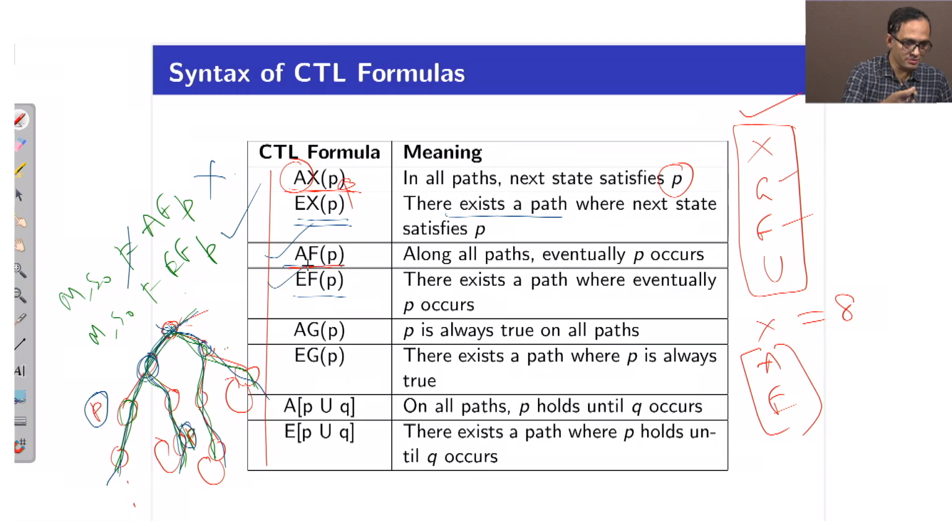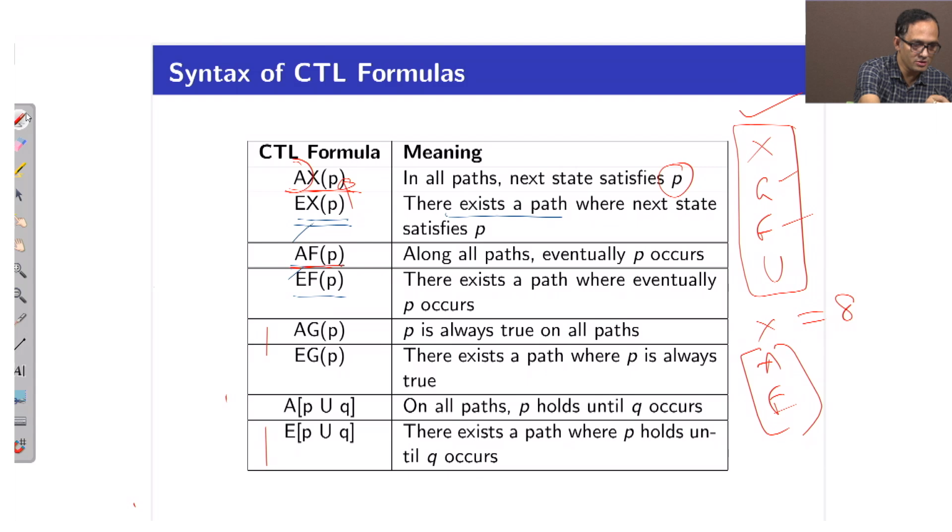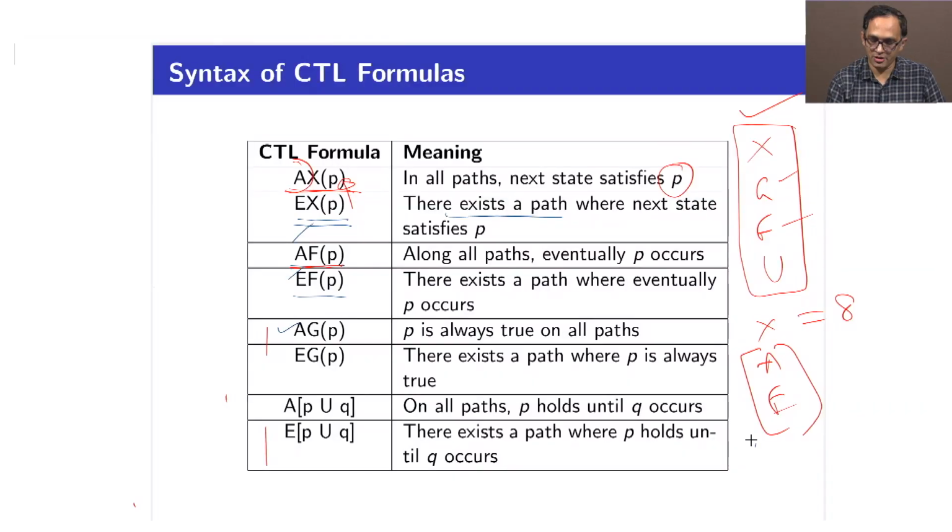Let me clear this diagram now, it has become messy. Let us now consider AG. G means global. If I think only in LTL, I take a path, and in that path in all states P should hold. If I write G P, it means globally P holds in that path. Now, I have just augmented it with A, that means in all paths globally P holds.